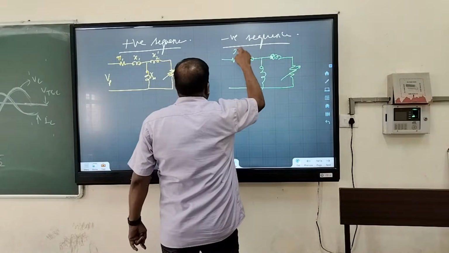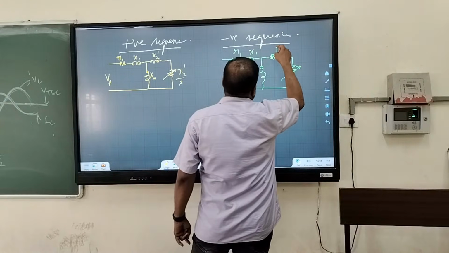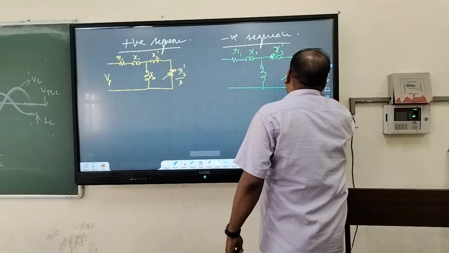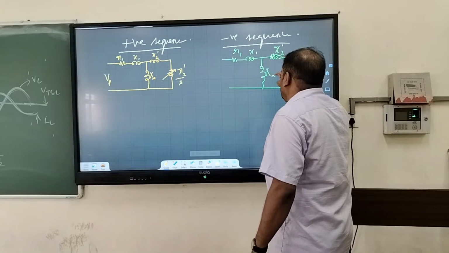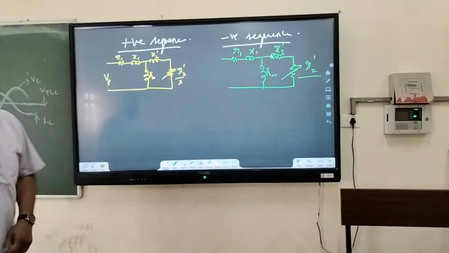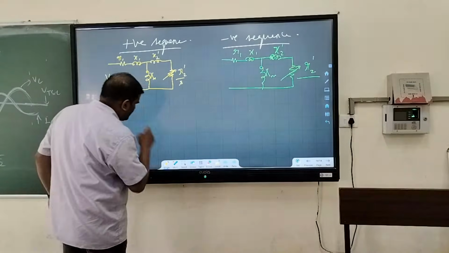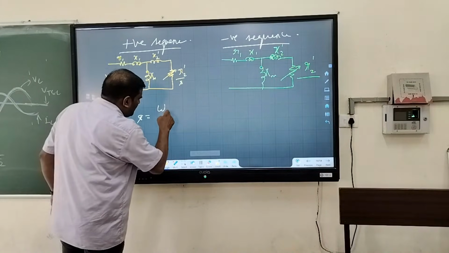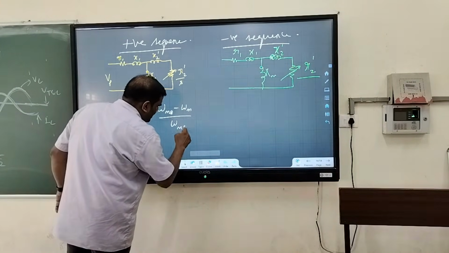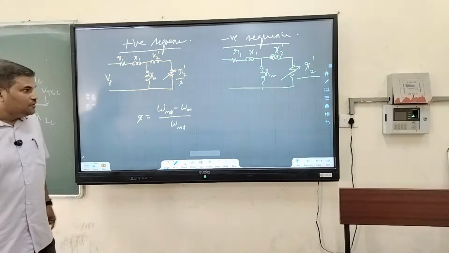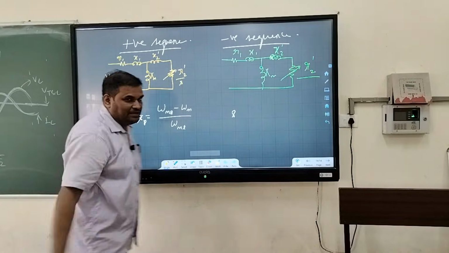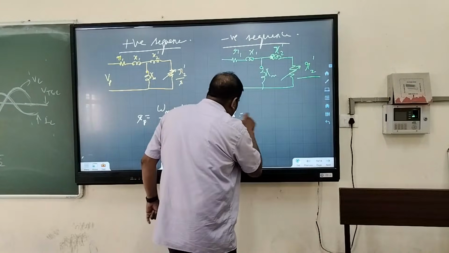This is R1, this is X1, this is X2 dash. What is this? What is the slip during negative sequence? I will do the rough work here. What is the slip here? Slip is equal to omega ms minus omega m divided by omega ms. Correct? Let us say this is the positive sequence slip. What is the negative sequence slip?